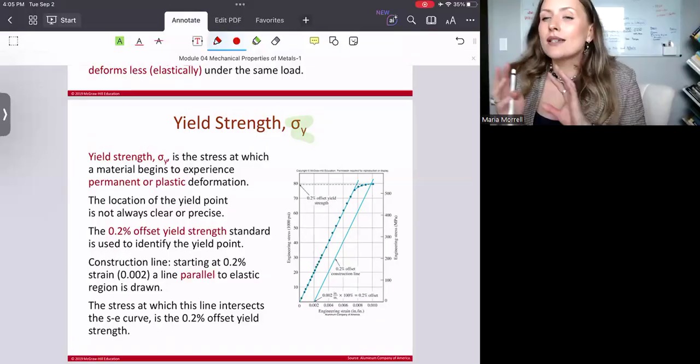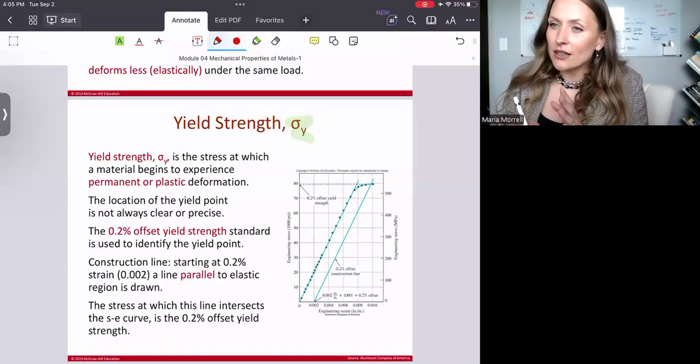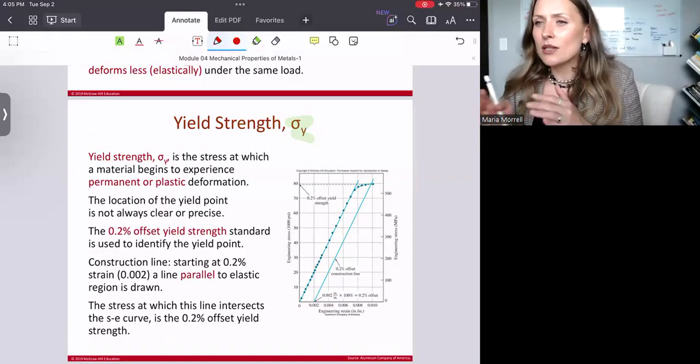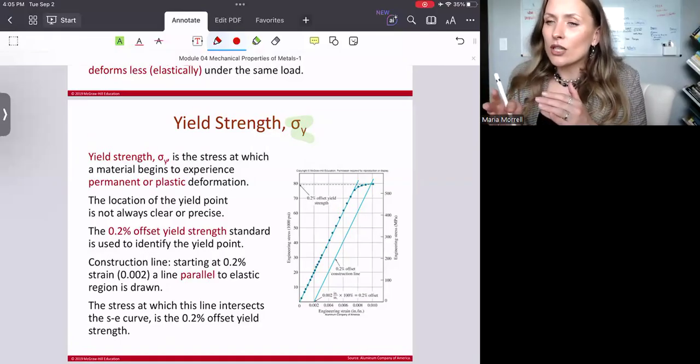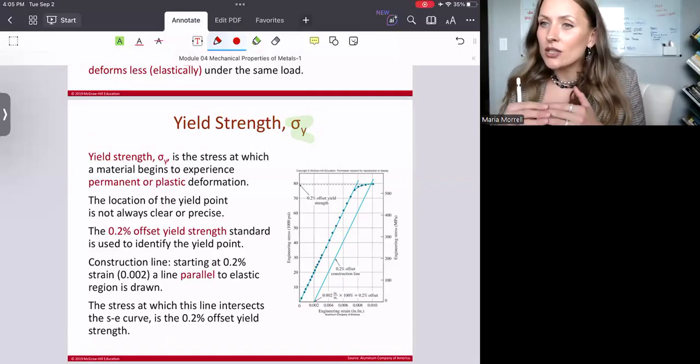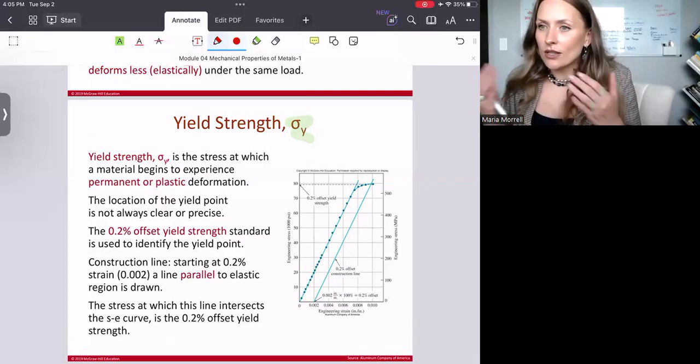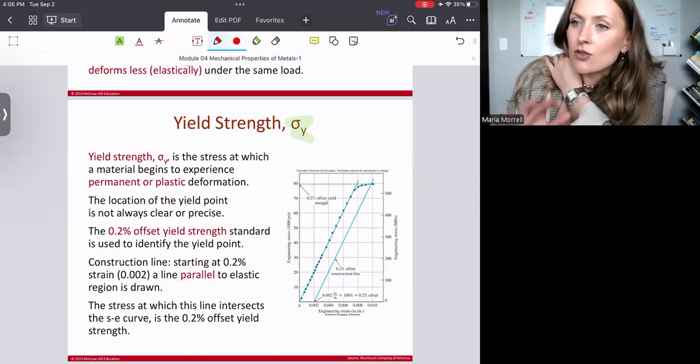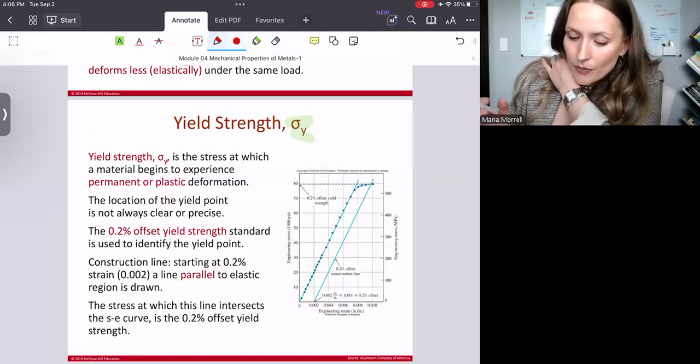And again, the example I'm showing you right now is so clear, and you may think, why would we do that? Because it's kind of clear. But later on, I'll show you examples where it is really hard at first glance to identify where the yield point is. Well, let's take a step back and go along with the definition.